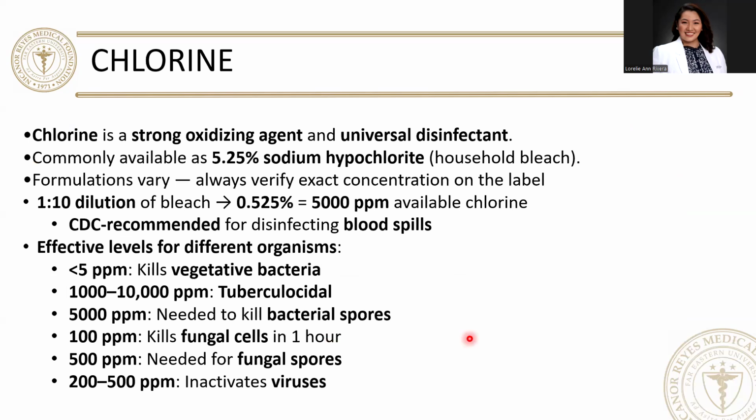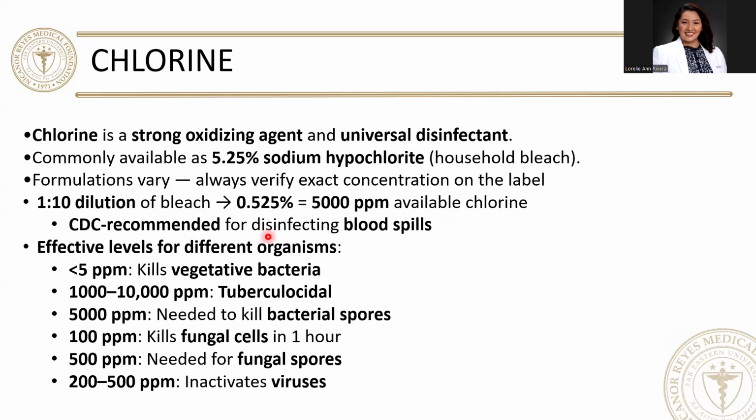Next would be chlorine. Chlorine is a strong oxidizing agent and is considered a universal disinfectant. It is commonly available as your household bleach, that is 5.25% sodium hypochlorite. And a 1 is to 10 dilution of bleach is about 0.525%, which equals 500 ppm available chlorine. And this is recommended by CDC for disinfecting blood spills.